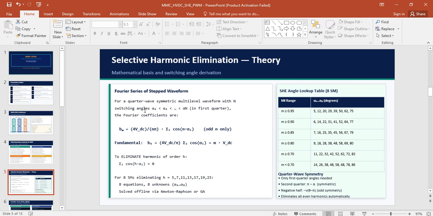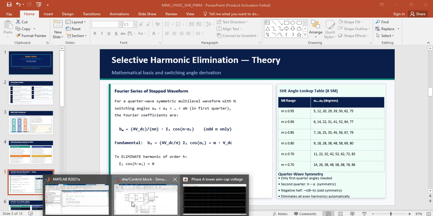In the first quarter, the switching angles are these based on this equation, and to eliminate the harmonic order H, we need to follow this. For 8 submodules, H could be 5, 7, 11, 13, 17, 19, 23. So basically there are 8 equations and 8 unknowns. If we solve via iterative methods such as Newton-Raphson or Gauss-Seidel, we can find these switching angles in the lookup table, and I have implemented it here in MATLAB as well.